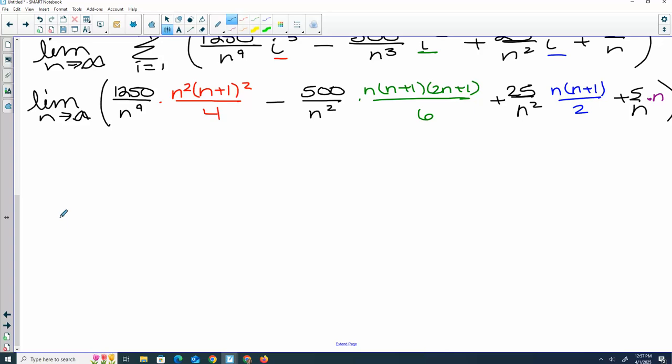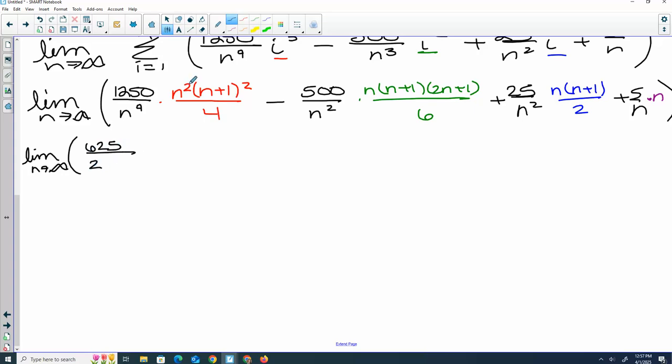Alright, now, lots of multiplying. How many shortcuts are you going to allow me to take? All of them. You can rather answer. So 1250 divided by 4, what does that reduce to? 625 over 2.